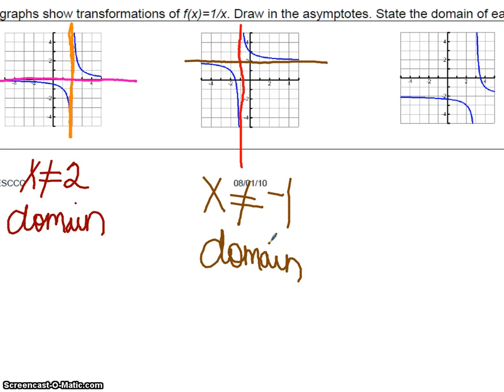Okay, now let's look at the third one. Go ahead and mark your vertical and your horizontal asymptote. So I'm going to have a vertical asymptote that's right here. And then I'm going to have a horizontal asymptote that's right here. So what can my domain not be? That's correct. My domain cannot be 3. So that is my domain.